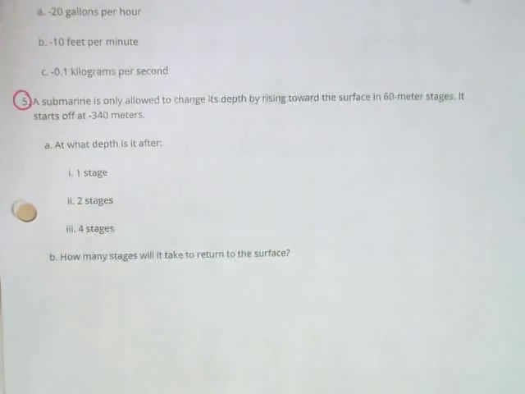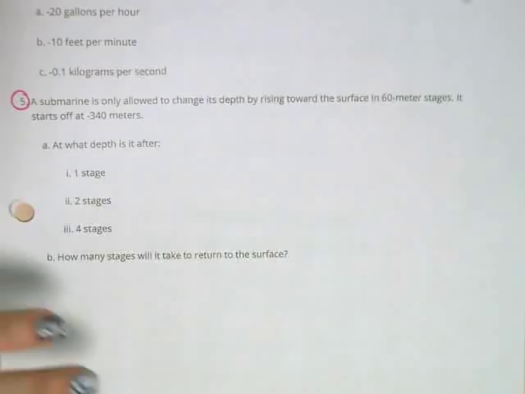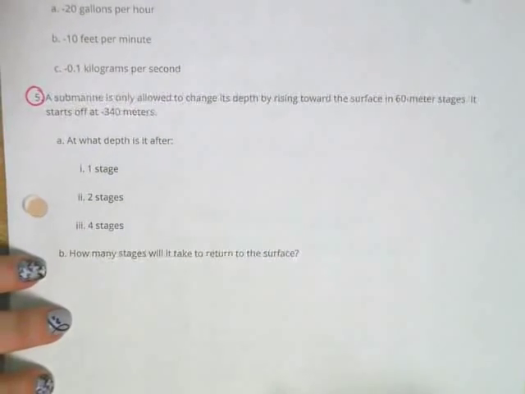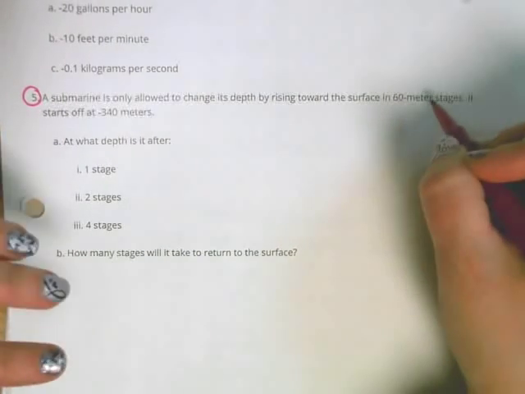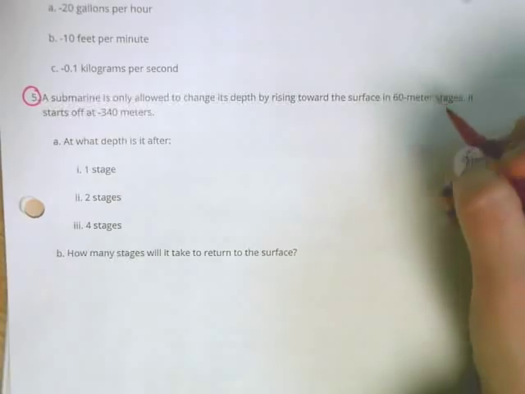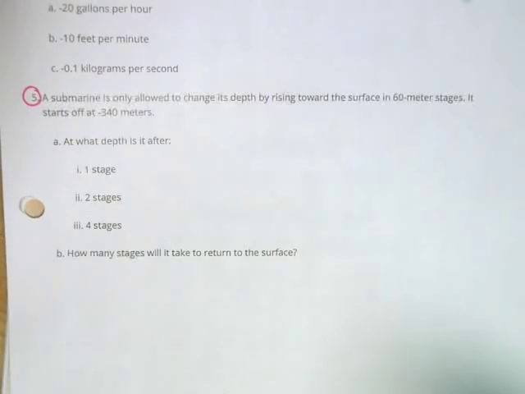So let's look at this guy. A submarine is only allowed to change its depth by rising toward the surface in 60-meter stages. So it must rise for 60 meters and then stop for a bit, and then rise for 60 meters and then stop for a bit. Why do you think that that is the case? Can you imagine a benefit to that?